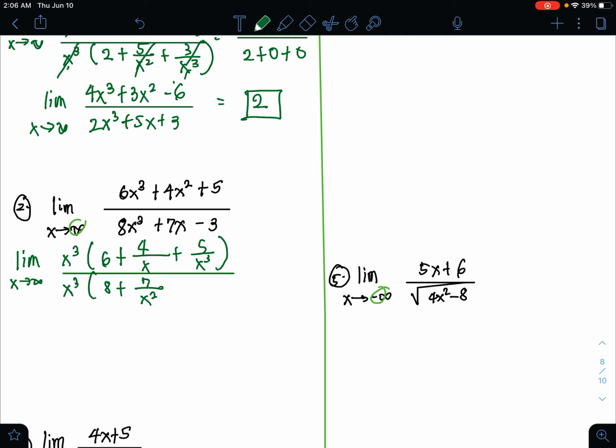So x cubed over x squared is equivalent to x, minus 3 over x cubed. So 3 over x cubed times x cubed is equivalent to 3. Same goes, they cancel, so those terms become 0. Therefore our answer is 6 over 8 or 3 over 4. Okay guys, do not forget to box your final answer. Points are deducted if there is no box.